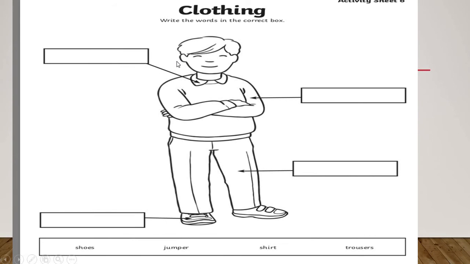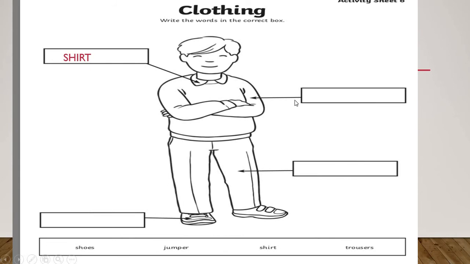Now what do you think it should be? Do you think t-shirts or jumpers have a collar? No, they don't have a collar. So according to you, what should it be? Let us see. It is shirt, correct? If you are wearing a shirt, you must know that the shirt has a collar, correct? So inside he is wearing a shirt.